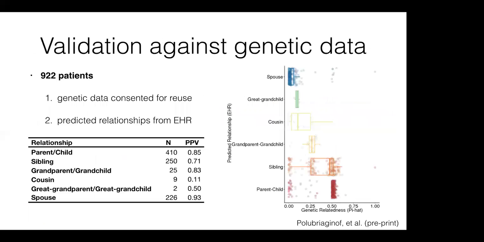So to evaluate other types of relationships, we use genetic data. These results are using genetic data available from Mount Sinai. We identified 922 patients that have genetic data at Mount Sinai that was consented for reuse, and these patients also had relationships inferred from the electronic health record. So you can see here that overall parent, sibling, grandparent, grandchild, they perform quite well. And we have very few patients for us to evaluate cousin, as well as great-grandparent and great-grandchild. But overall, it performs really well.